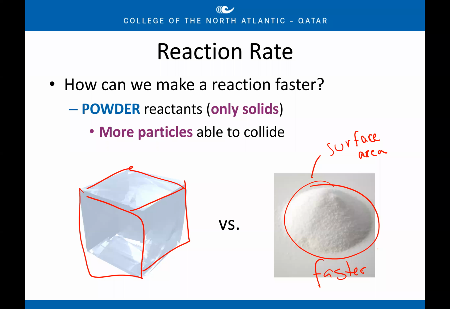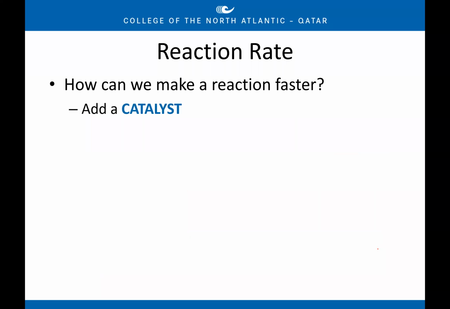The molecules can touch each other. And really, that's what a collision is. That's what reaction rate is. The molecules have to touch. So yeah, if you can figure out a way to get more molecules to touch, it will make it happen faster.